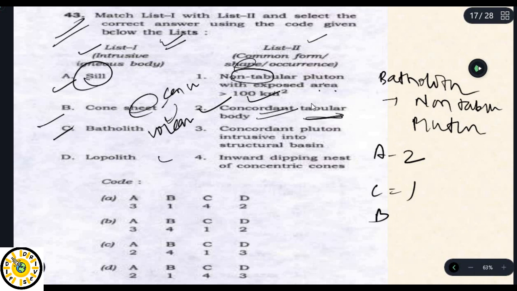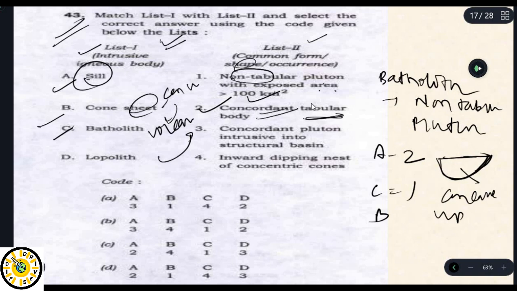No, the lopolith will be the structural basin, right? So this is the lopolith. No, flat upward and concave upward shape, concave upward shape. This is the structural basin, concordant pluton, है ना?